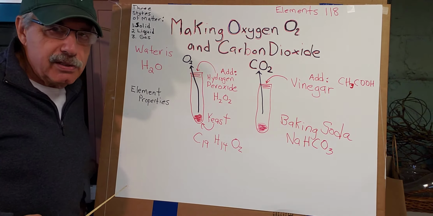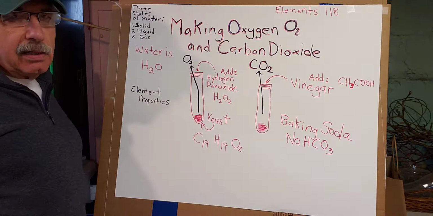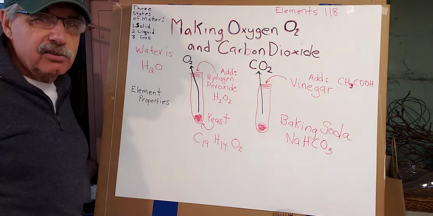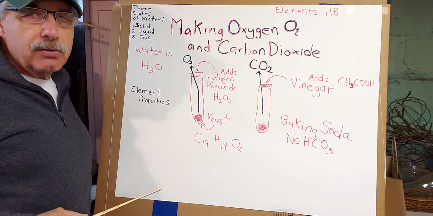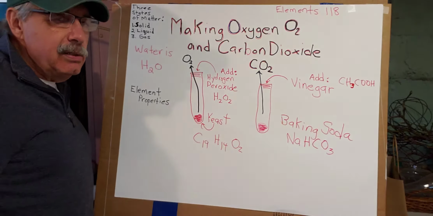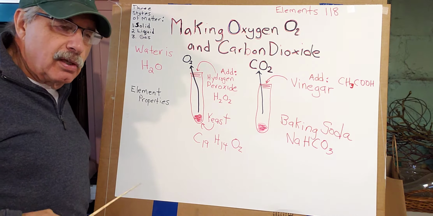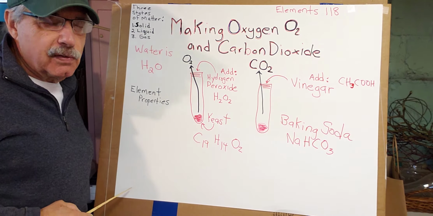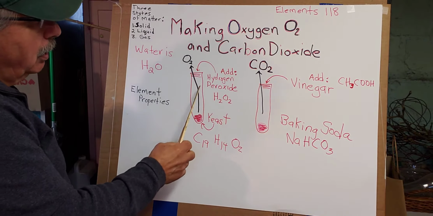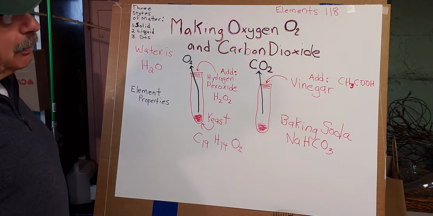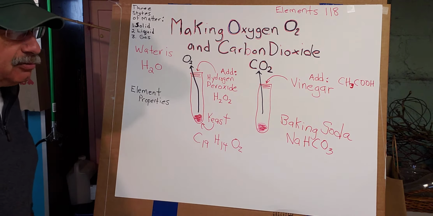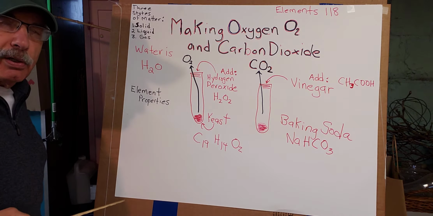One of the properties of this compound, carbon dioxide, is that it is not combustible. Things will not burn in it, and that's why they use it inside fire extinguishers to put out fires, because nothing can burn in the presence of carbon dioxide. So those are the two gases that we're going to make, and the test for them is with the burning wood splint.